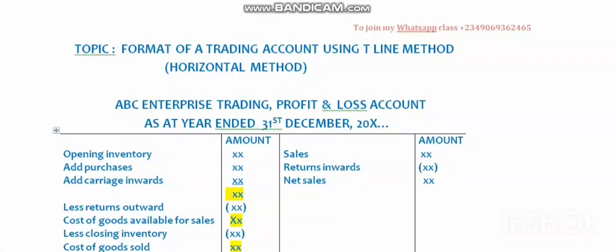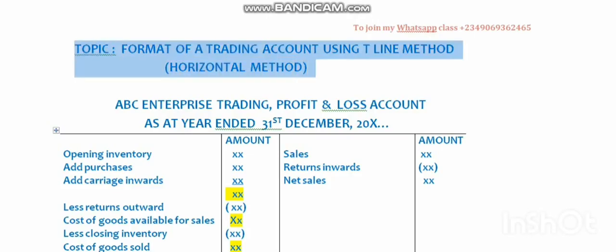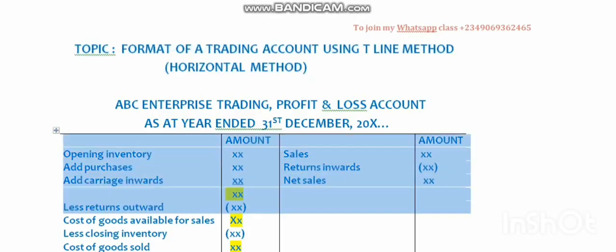Format of a trading account using the T-line method. If you are preparing a trading account, we have two methods of preparing it. We have the T-line method, which is called the horizontal method, and another method which is called the vertical method. If you are using the horizontal method, the account should be in a T format, like this one. You should display it like this.